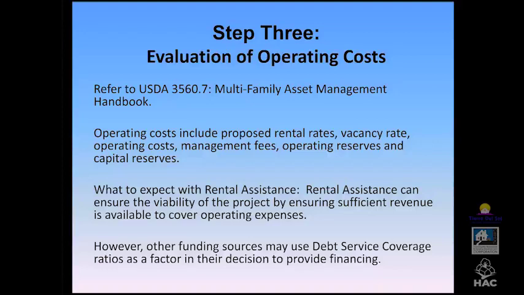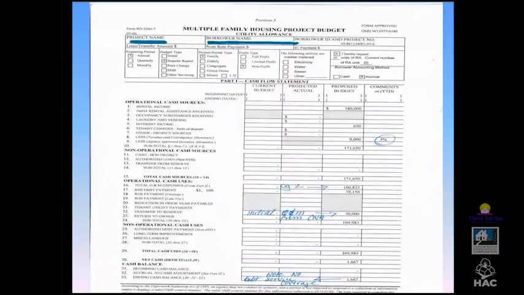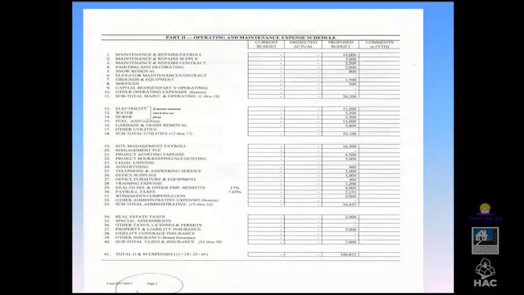But the operating cost format is, sorry, I'm trying to get down a little bit. The slide that's coming up is the actual form. That's the 3560, the operating budget for USDA. What I like to do is start with the operating management and maintenance schedules, the actual costs, and figure out what your total O&M expenses are for the project.